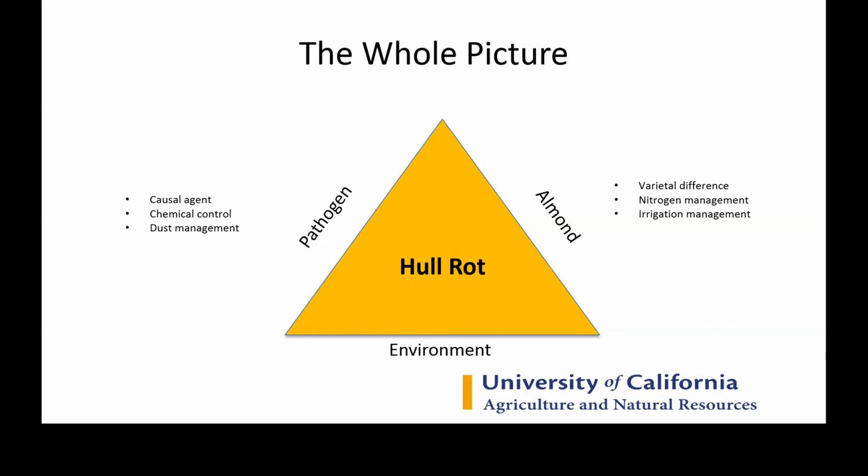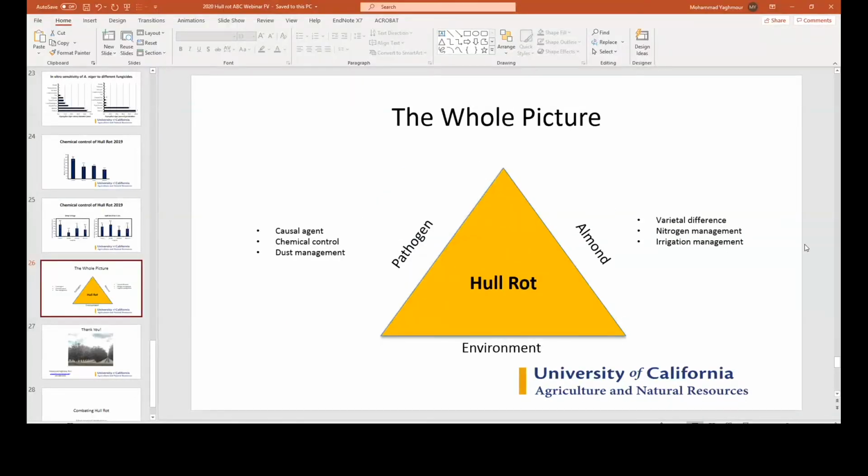Nitrogen management is important. We should not over fertilize. Irrigation management, I have shown that in terms of Rhizopus, deficit irrigation will significantly reduce hull rot incidence in the orchard. With that, I reached the end of my presentation, and hopefully I have some time for questions. If you have any questions, please go ahead.